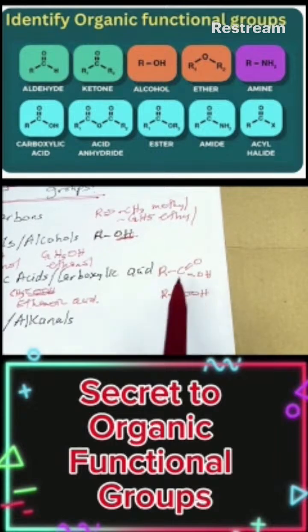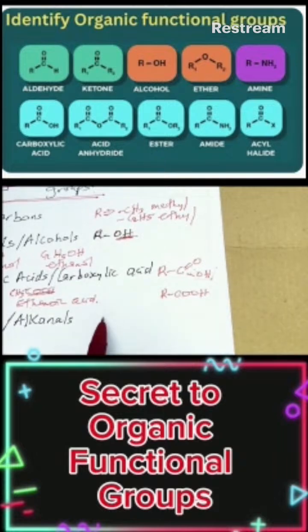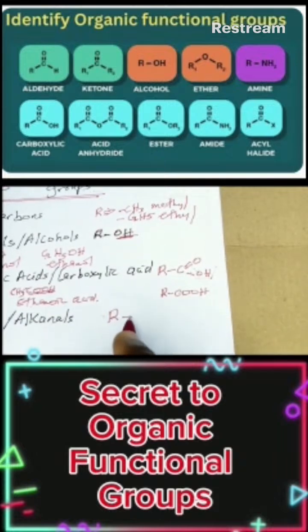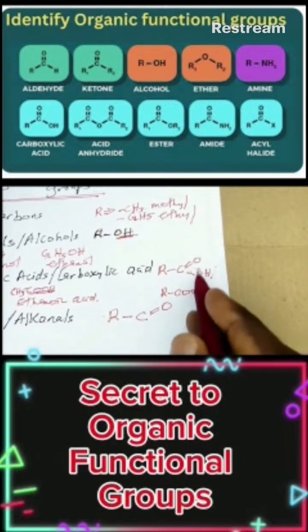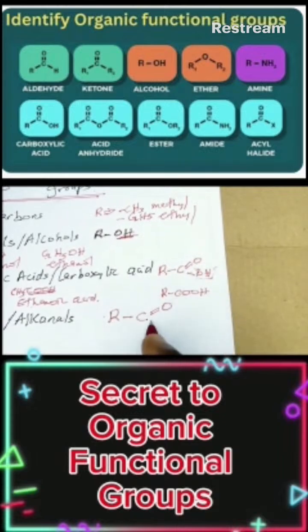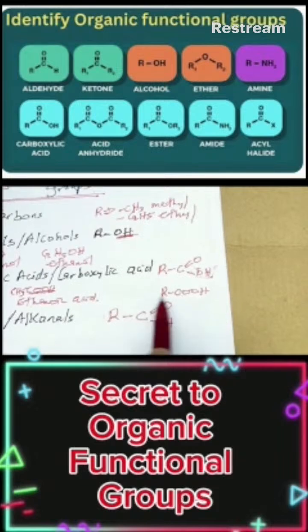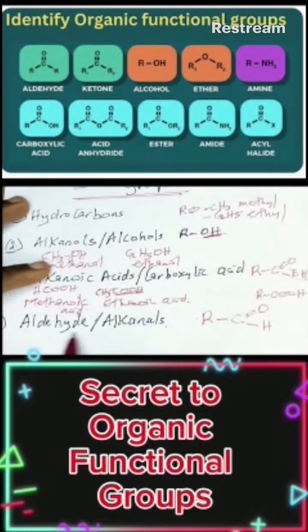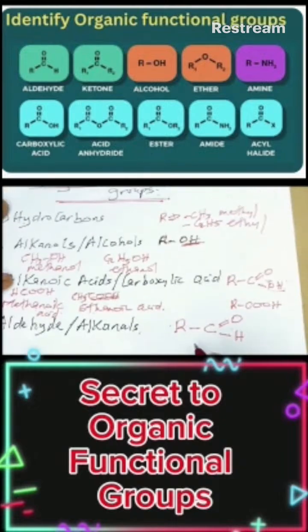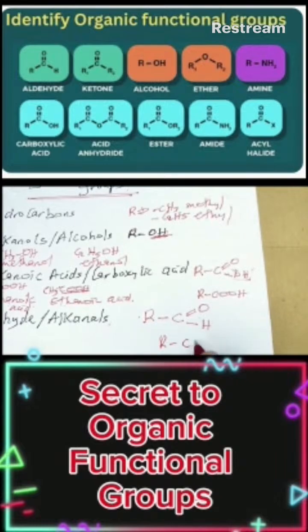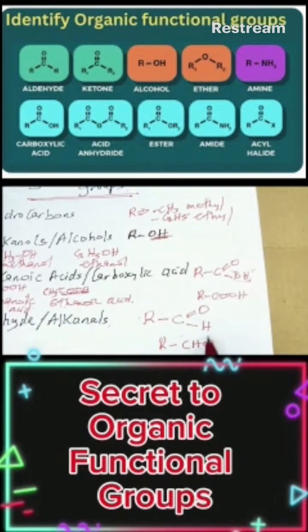How does it form? This OH group can be replaced by hydrogen. To get this, it will be R, which is the alkyl group, to C double bond O. Now, instead of this OH, it can be replaced by hydrogen. Whenever you see this functional group, it is called alkanal, or generally known as aldehyde. So let's take some examples. It can be compressed as RCHO. When you see CHO on this, they are alkanals.